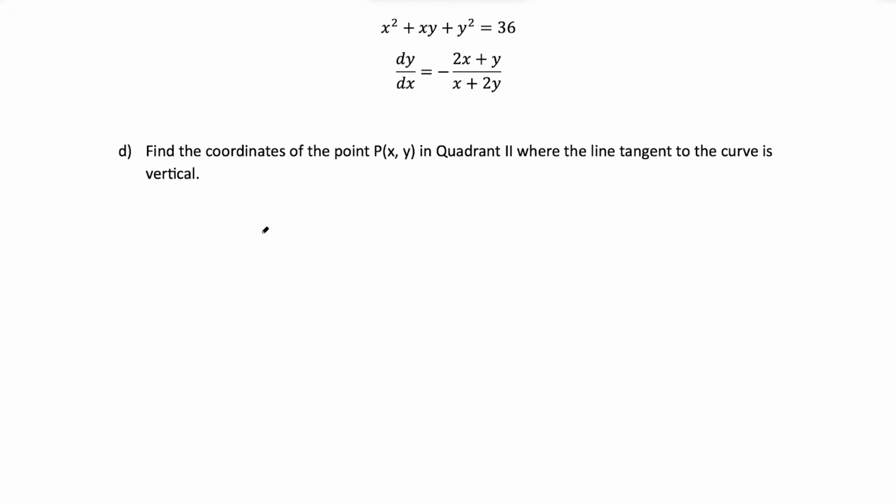means therefore. So now for part D, the last part, we want to find the coordinates of P in quadrant 2 where the line tangent to the curve is vertical. So just know anytime you have a vertical tangent line, that's going to occur when your slope is undefined.